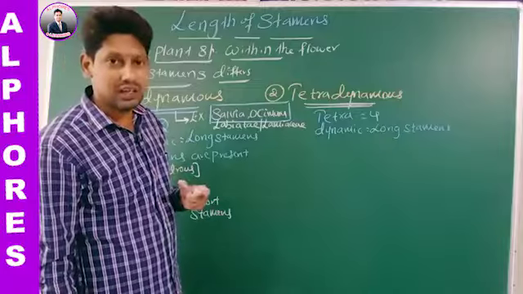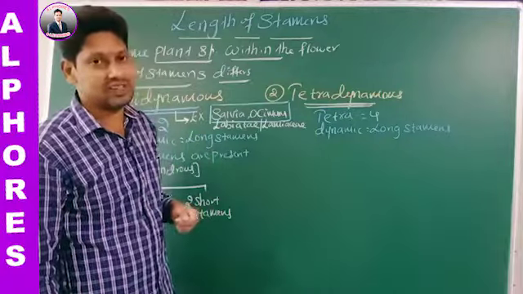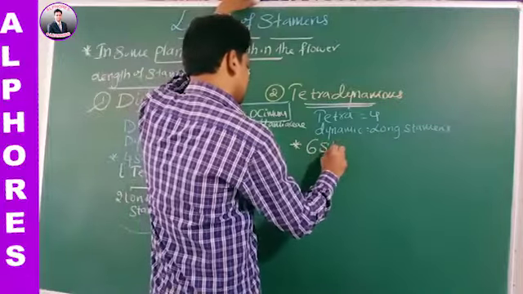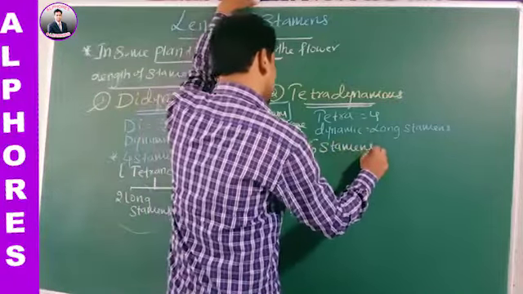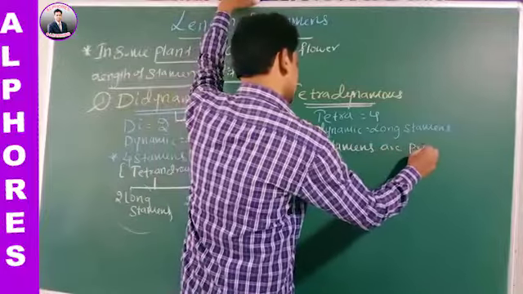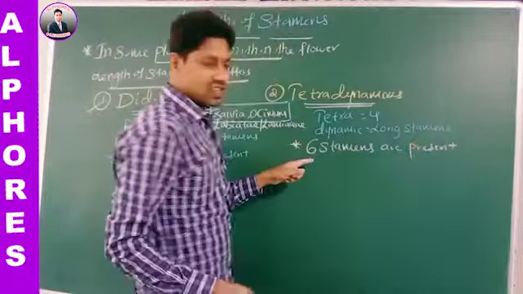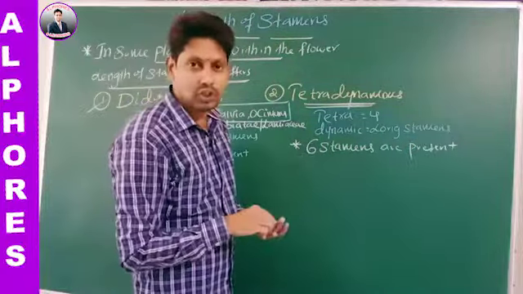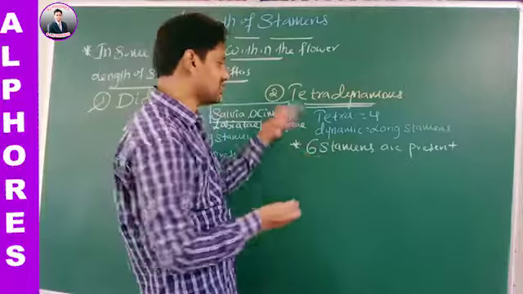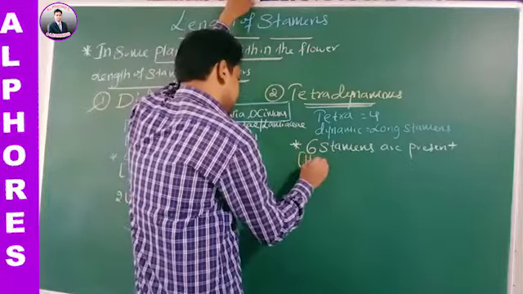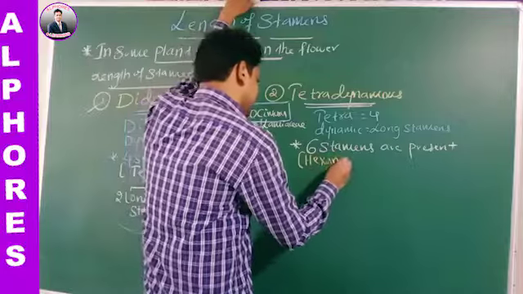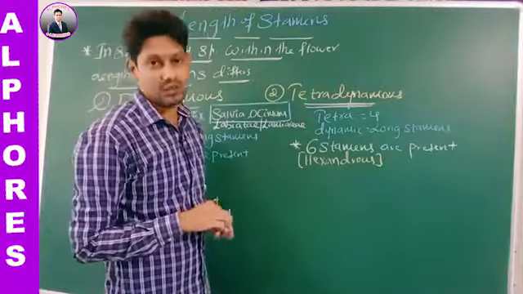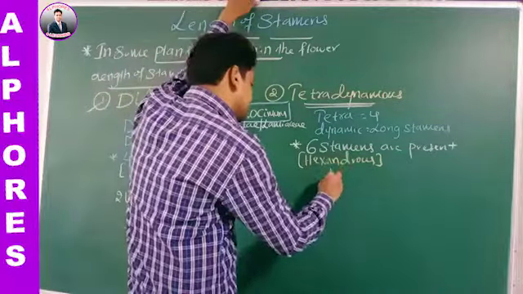Here the flower has 6 stamens. How many stamens are present? 6 stamens are present. A stamen is a unit of the androecium, right? Therefore, these stamens are in the androecium only. An androecium with 6 stamens is hexandrous. If an androecium has 6 stamens, we call it hexandrous.